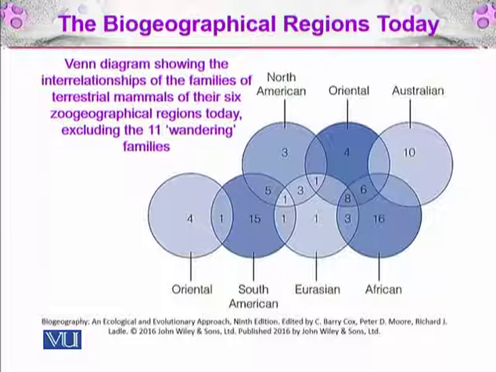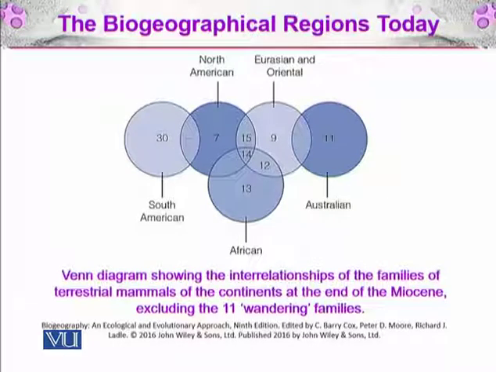For example, North America and Eurasia, some part of it was joined, and of course we know that North America and South America are joined together today through the Panama Isthmus. Here you can see another Venn diagram showing the interrelationships of families of terrestrial mammals of the continents at the end of Miocene, excluding 11 wandering families. Again you can see much more relations between the African, Eurasian, Oriental and North America. The South American and Australian were far off and separated parts, so they are not sharing as many families.